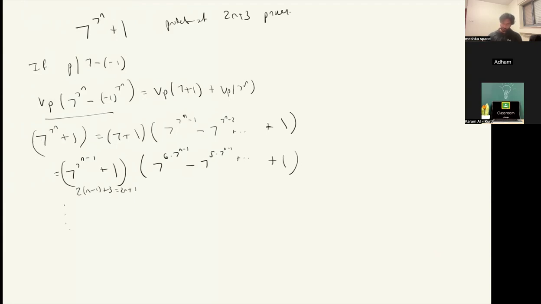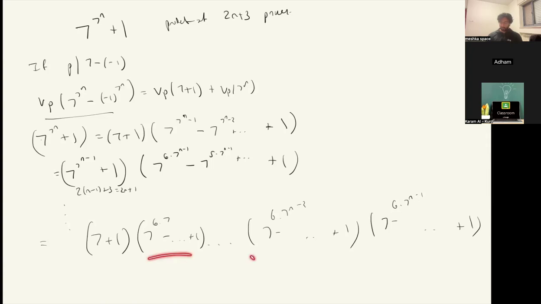The point is, if I just repeat this over and over again, I'll get one term for each, like this, plus 1, and then another term that's like 7 to the 6 times 7 to the n minus 2, plus 1. And all the way to the last term, which will be 7 to the power of 6 times 7 to the power of 2, plus 1, and the last term here will be 7 plus 1. If I just repeat this, we want each of these to provide a 2, and this one is the one that I think provides the powers. Yes?